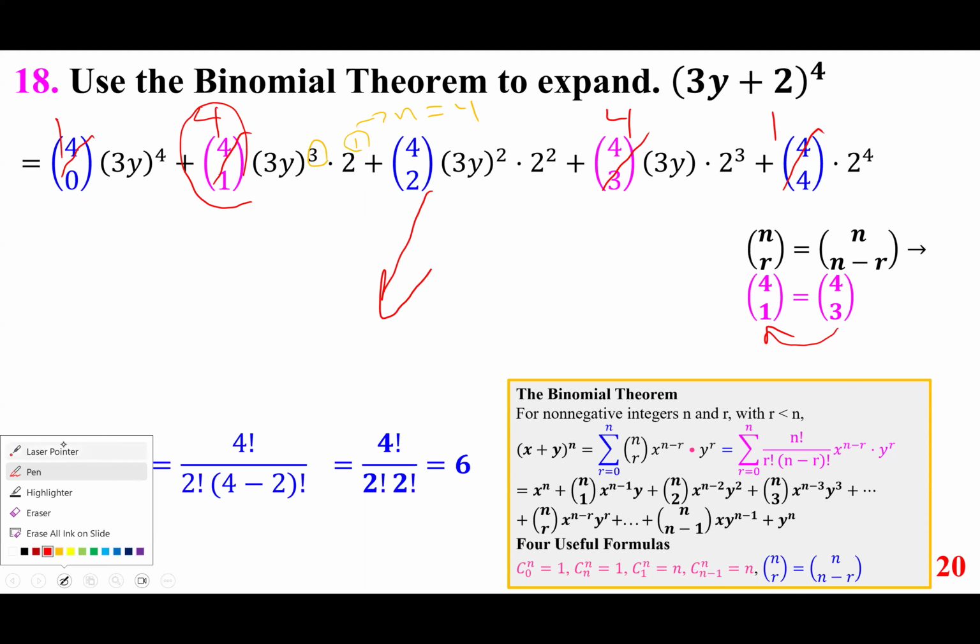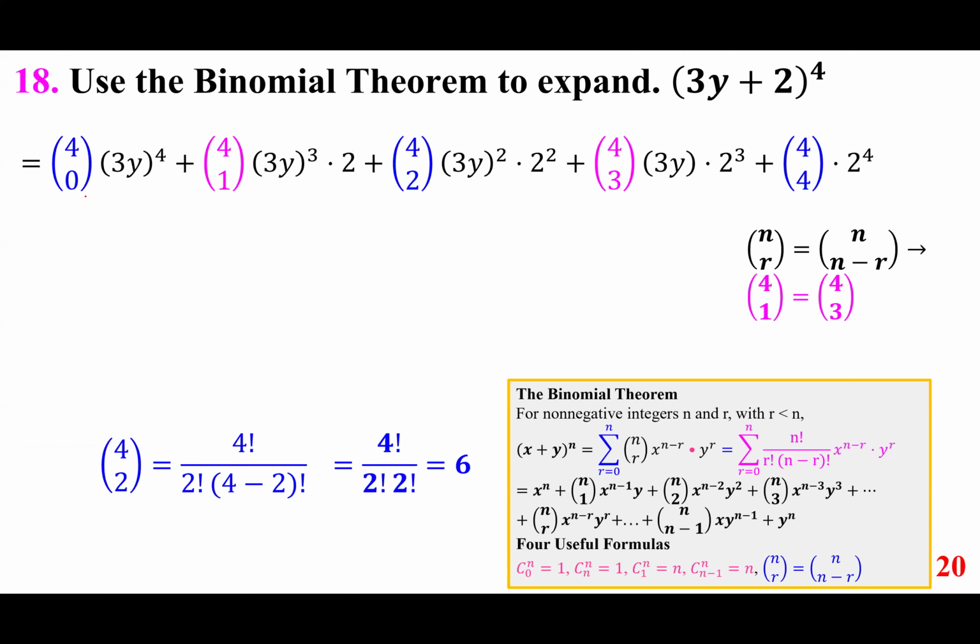I'm going to erase my work. So this is 1, and this one to the power of 4 is 81, y to the power of 4. This is 4 times 2. This is 3 cubed, 27, y cubed. This one, 4, 2, we showed it's 6, times 2 squared is 4, and this is 3y squared, or 9y squared. 4, 3 is also 4, it's the same as 4, 1.